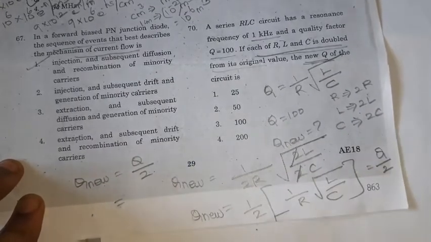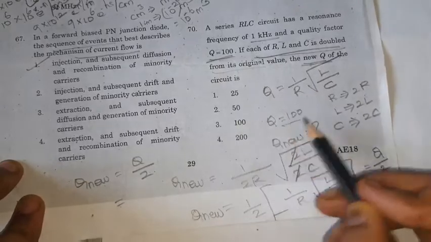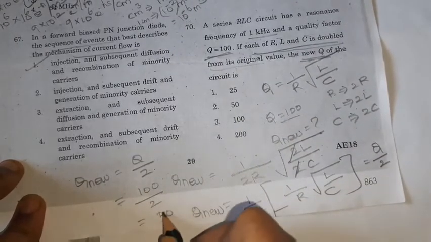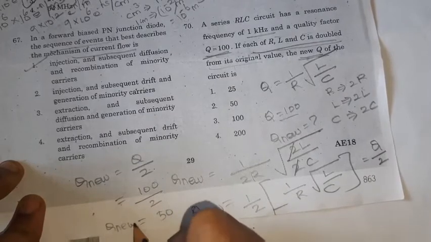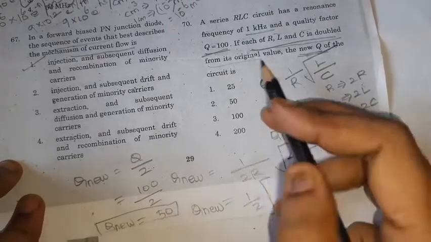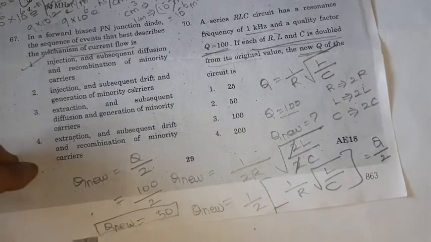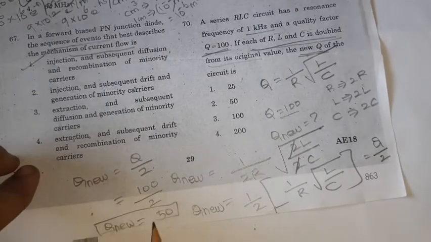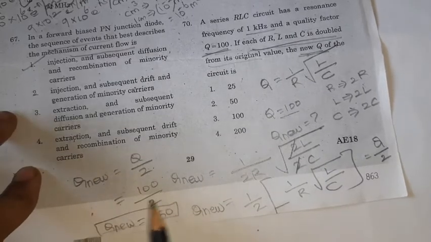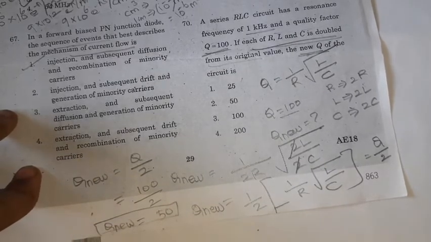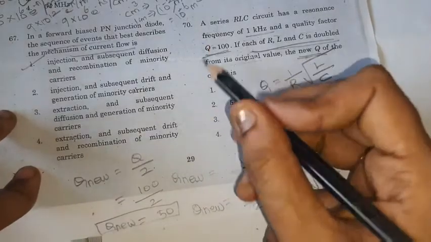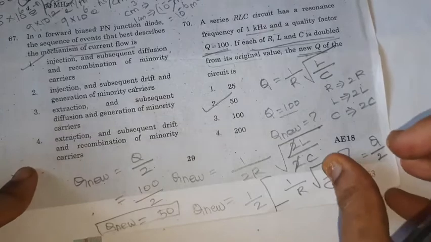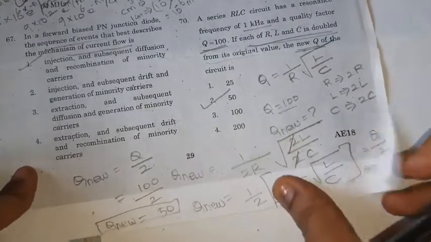So what is Q here? Q is given as 100. So 100 divided by 2 gives 50. The new Q factor value is 50. If R, L and C are doubled from their original value, the Q factor will be halved, so 100 by 2 is 50. So the answer for the 70th problem is option 2. 50 is the correct option for this problem.